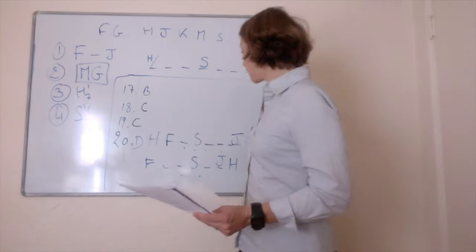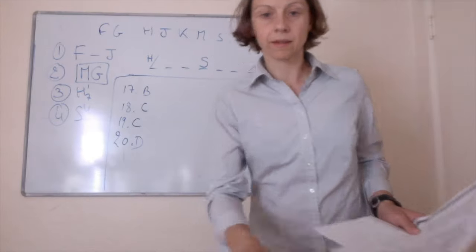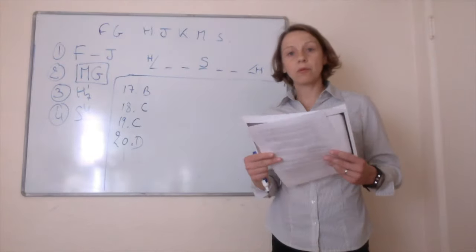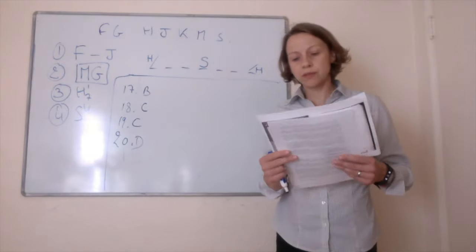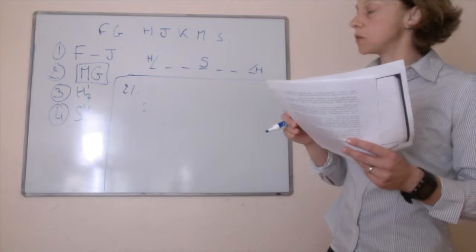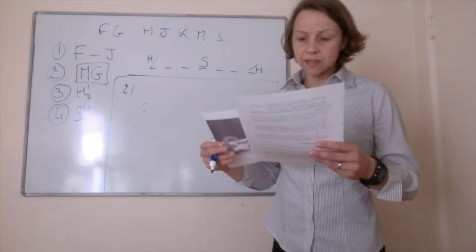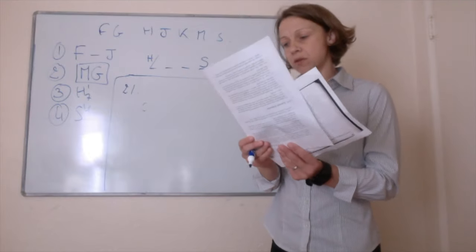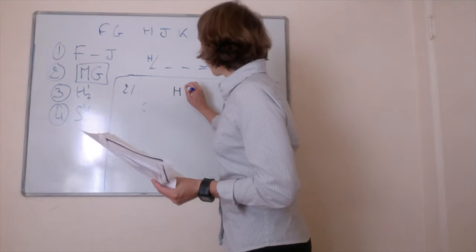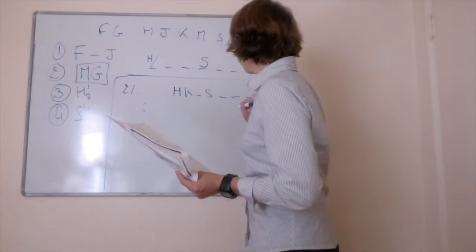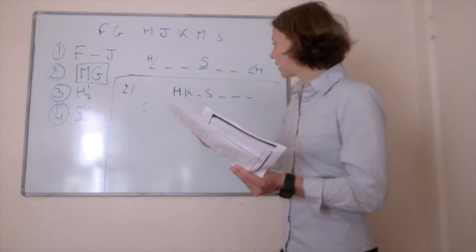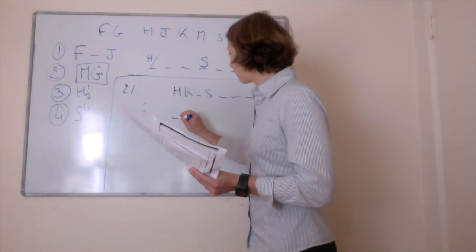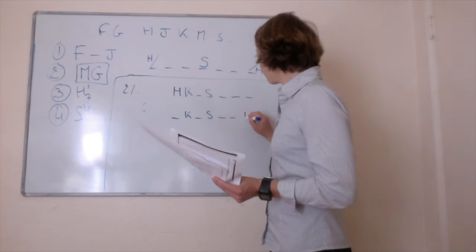So let's move on to 21. If K is on line 2. So again, I think that the most reasonable thing to do here is to split. So in one case you have H, K, S, like this, and in the other case you have S, K, H.